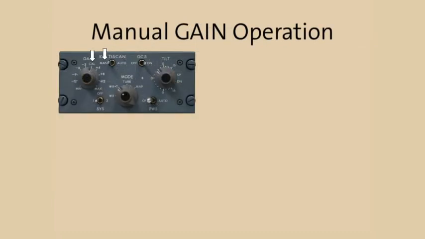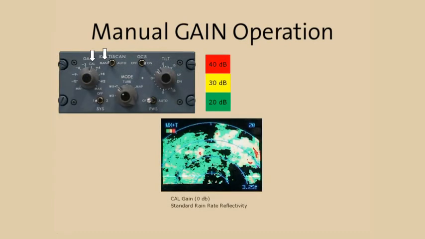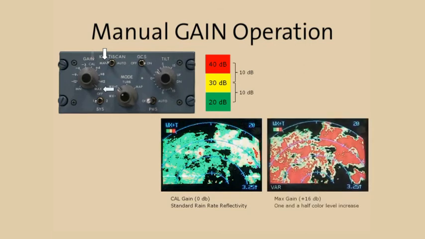In manual calibrated gain, standard radar reflectivity of rain rates are displayed. An increase or decrease of 10 dB of sensitivity represents a change of one color level. Increasing the gain to max increases the sensitivity by 16 dB, or an increase of 1.5 color levels. Yellow will display as red, and green will display as yellow or red. In addition, areas of black may display as green or yellow.